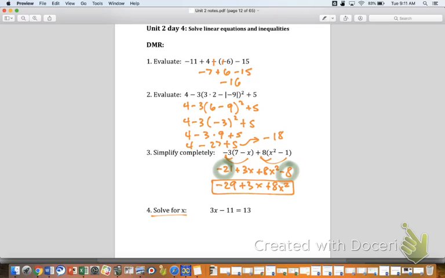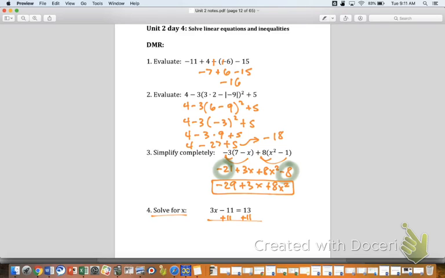Any suggestions on what I could do? I got to get rid of the 3 and the minus 11. What do I do first, Joe? Plus 11. Plus 11 on both sides is right. So let's add 11 to both sides. I hope that you are in a good habit of writing that out. Don't just add 11 up here. Make sure you show it on your paper. So you add 11 to both sides.